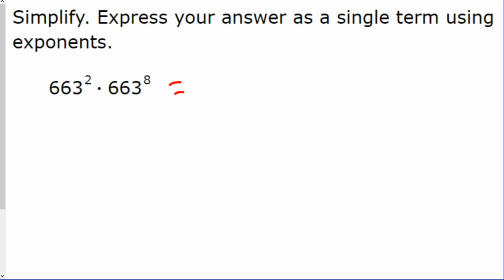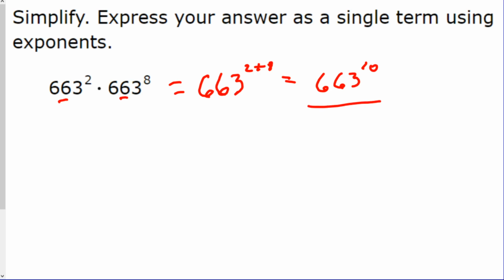All right, so we're going to use the properties that we've learned so far. The bases are the same. That's the key. If the bases are the same, we can do this. So the base is not going to change. This is really going to be 663 squared times 663 to the 8th. So we can add those exponents, and we end up with 663 to the 10th power. And that is the answer that IXL is looking for, so that is simplified but not evaluated.